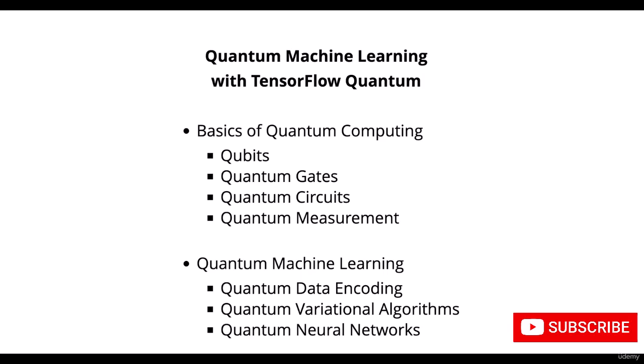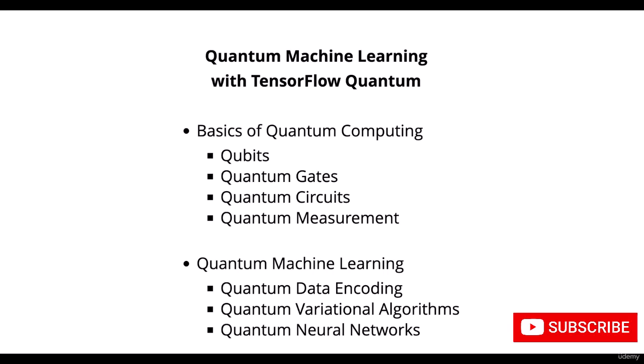Next, we have quantum circuits. Quantum circuits are composed of a sequence of quantum gates applied to qubits representing quantum algorithms. The last one is quantum measurement. Measurement in quantum computing involves extracting classical information from quantum systems. It collapses the quantum state to a classical state.